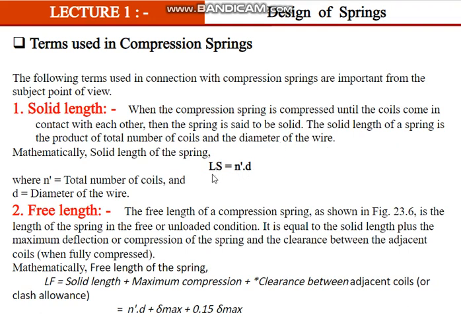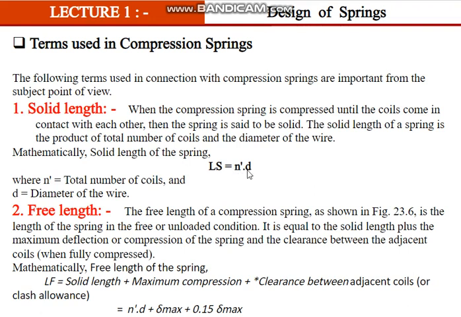So the solid length is simply n dash into d. This n dash is the total number of coils. Total number of coils means how many circles you made. One circle is one coil, two circles another coil, like that. How many coils are there? N dash coils are there. Why are we using n dash, why not n? Because n is reserved for some other thing. So n dash or n prime, that is being used for the total number of coils.